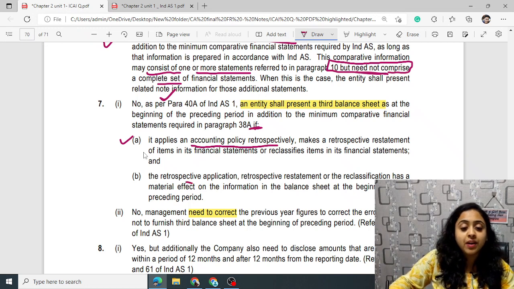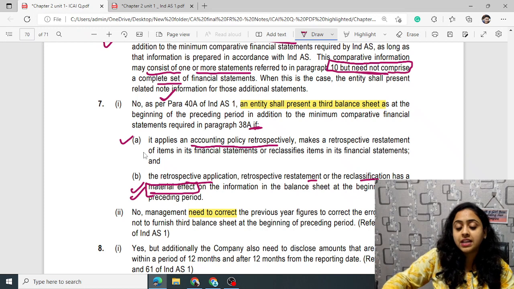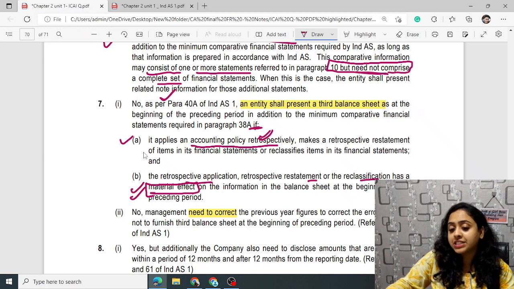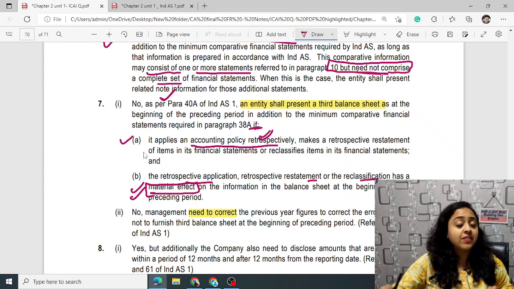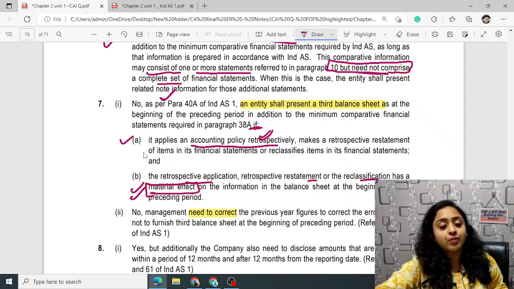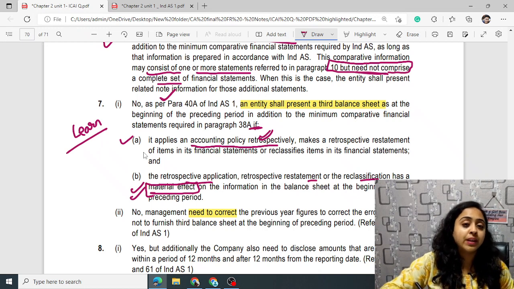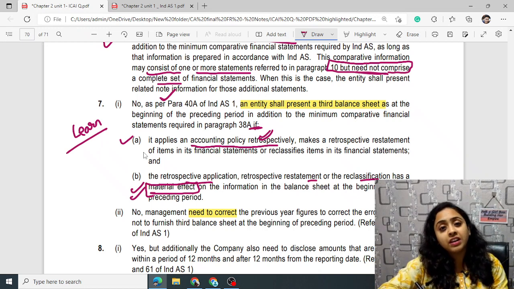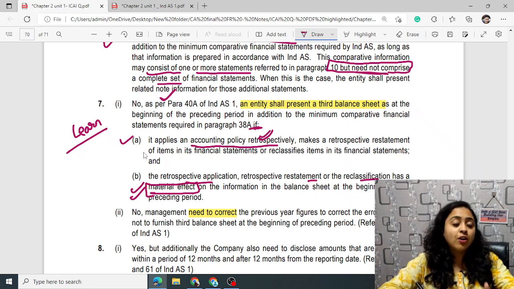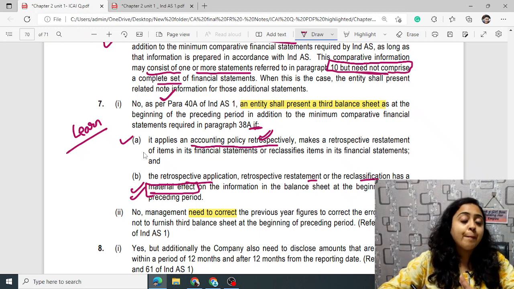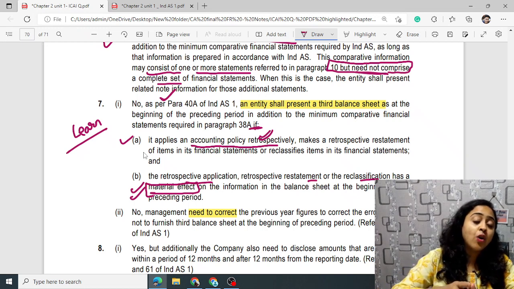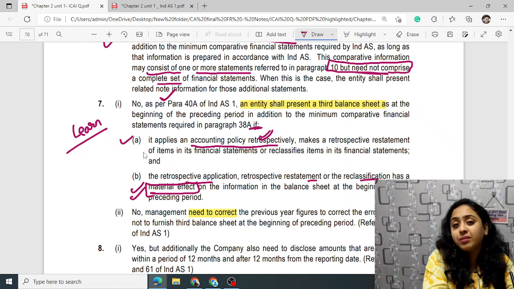And secondly, retrospective application, restatement or reclassification has a material effect on the information. See, there are two important points: retrospective change in accounting policies, or material effect on the information in the balance sheet at the beginning of the preceding period. If it has material impact, then only they will be providing. Learn this. You have to provide the additional balance sheet only and only when two cases: accounting policy change retrospectively, and secondly, material effect of such change on the opening figures of the earliest period.